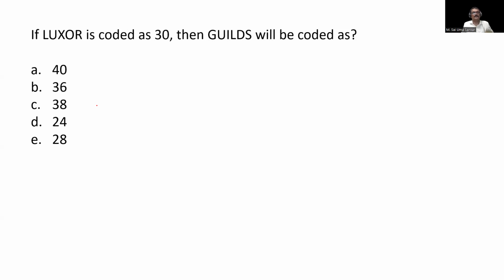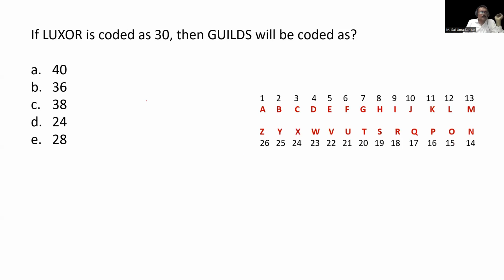Next, if Luxor is coded as 30, then what is GUILDS coded as? See, what is the place value of L? That is equal to 12. What is the place value of U? 21. What is the place value of X? 24. What is the place value of O? 15. What is the place value of R? That is equal to 18.